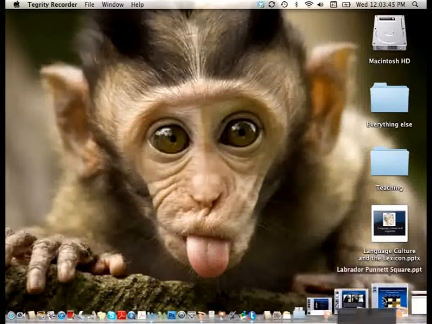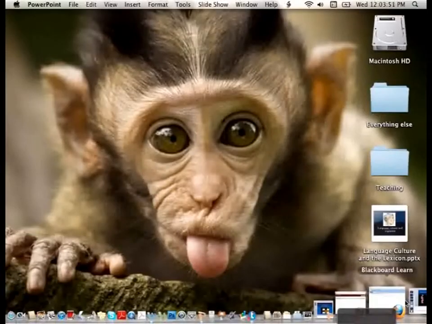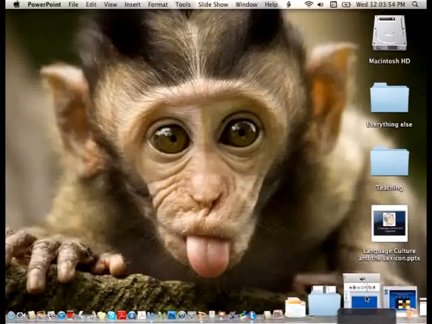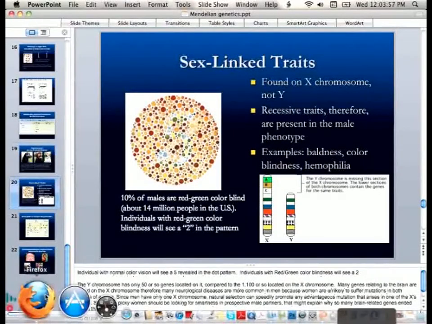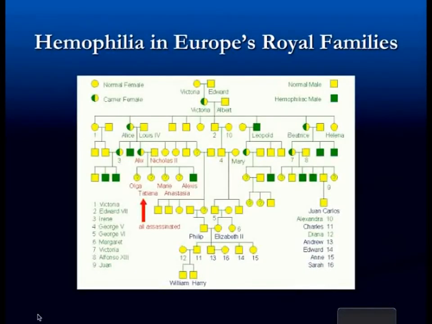The last thing that we did at the end of last class was to talk about some exceptions to Mendelian genetics. And the last thing we did was talk about sex-linked traits, and we talked about color blindness. We talked about hemophilia in Europe's royal families. And I promised you I would get back to the example of the Labrador retrievers. We've talked about several exceptions to Mendelian genetics. Why don't we review them? What are some of those exceptions? Go ahead and look in your notes. We're going through a list of things that don't follow the Mendelian pattern. What was the first one?